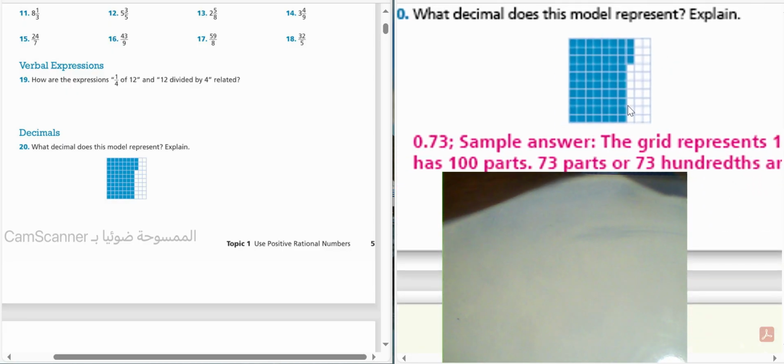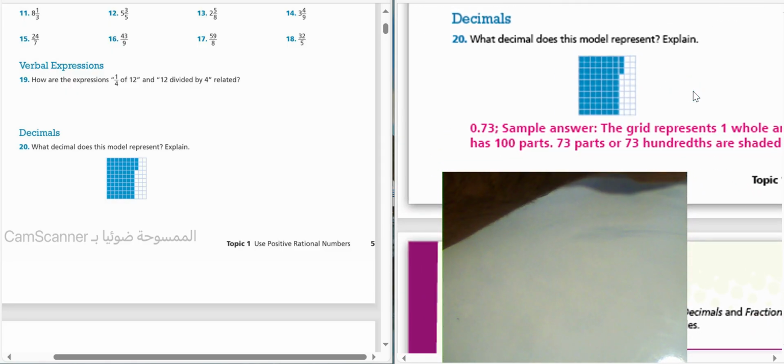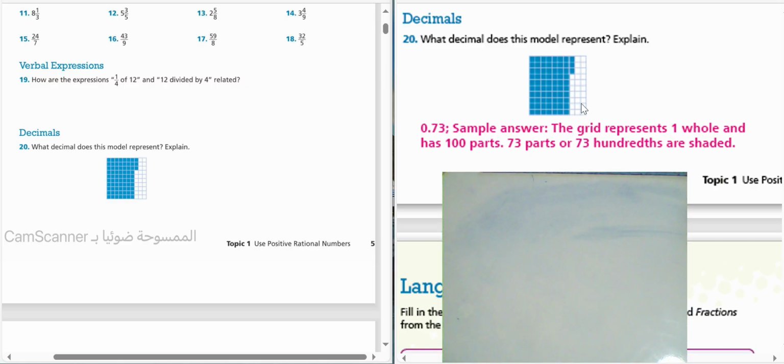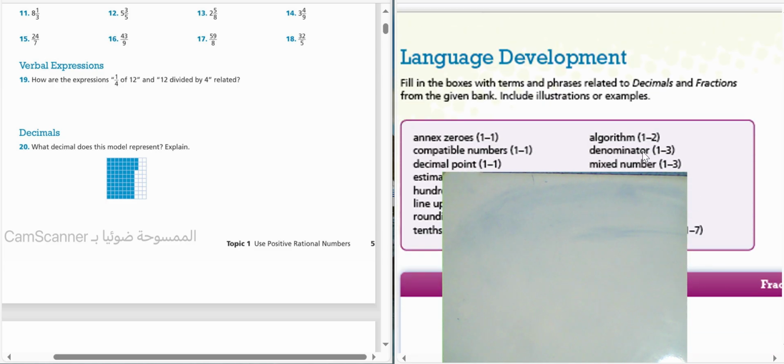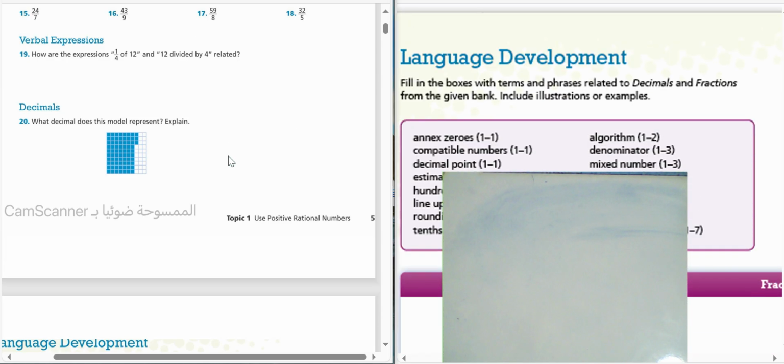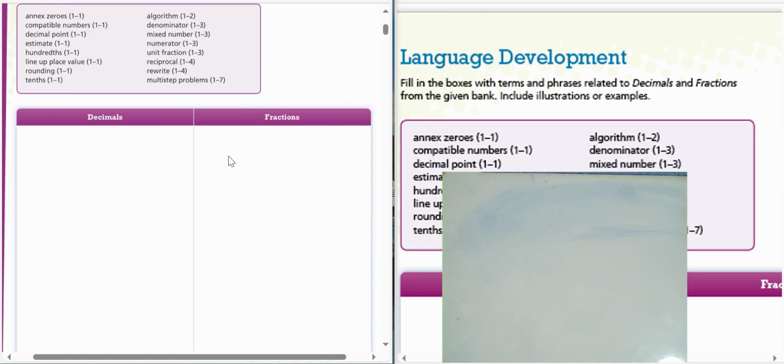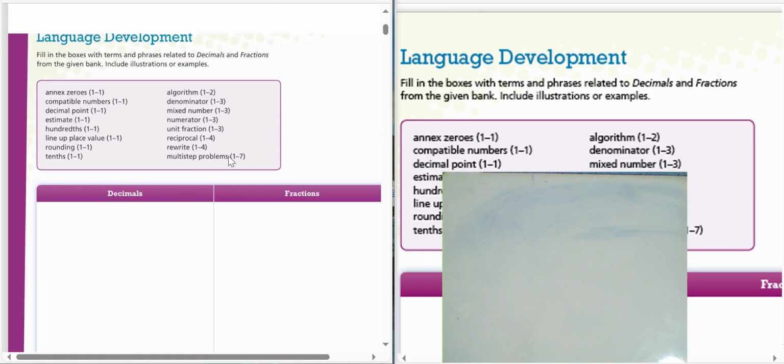Okay, in the simple answer, the grid represents one whole and has 100 parts. 73 parts, or 73 hundredths, are shaded. Next page, language development about x-axis and y-axis, and we have decimal and fraction.